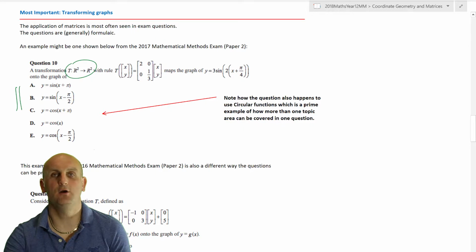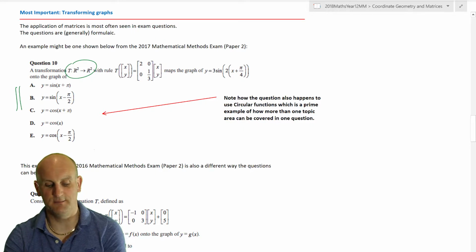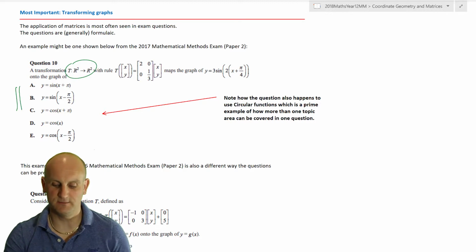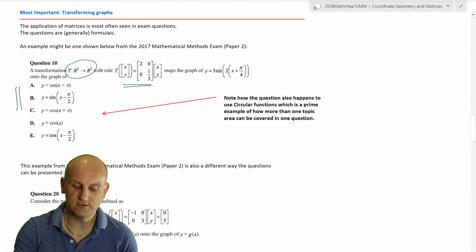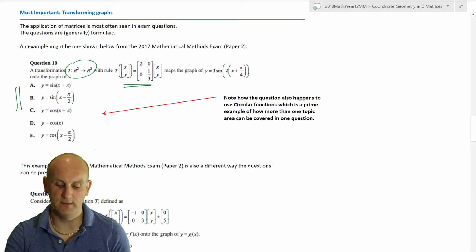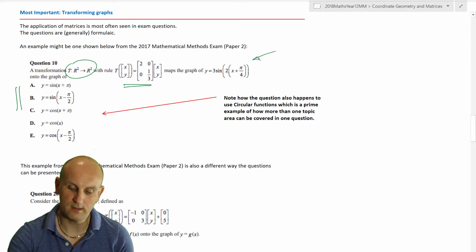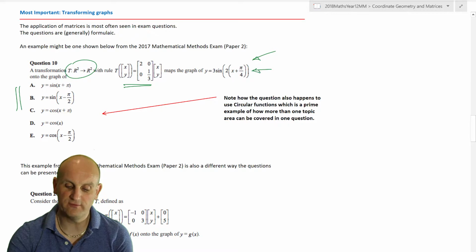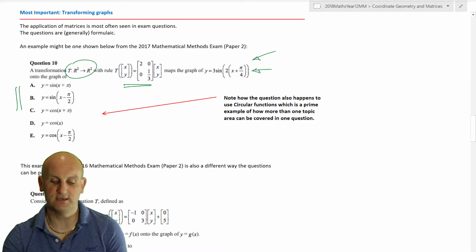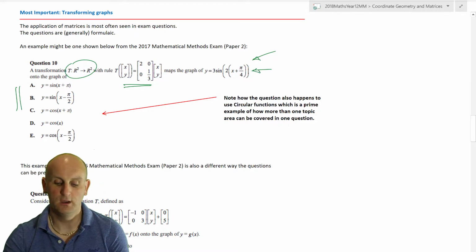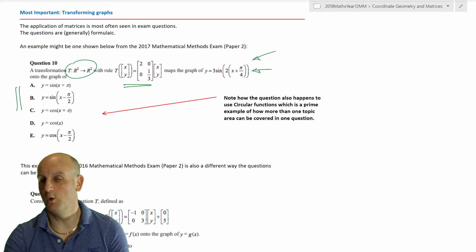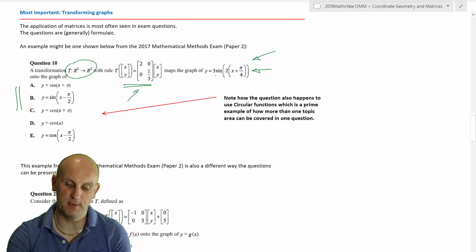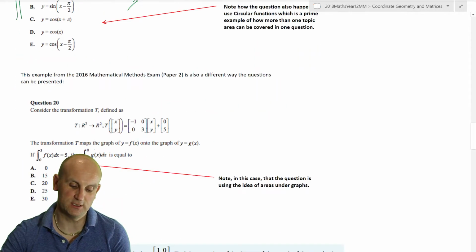That T colon R squared maps onto R squared just means a transformation from the Cartesian plane onto the Cartesian plane. This here is matrix notation that gives us a rule. I'll explain a bit more about that in a moment. And here it says that we are going from an original graph of y equals 3 sine, open brackets 2, open brackets x plus pi on 4, to what would be the equation of my new graph if it went under this transformation. But we're dealing with circular functions.